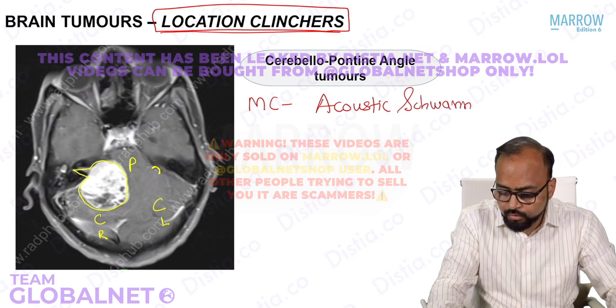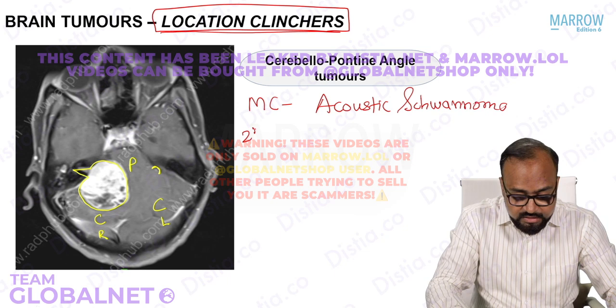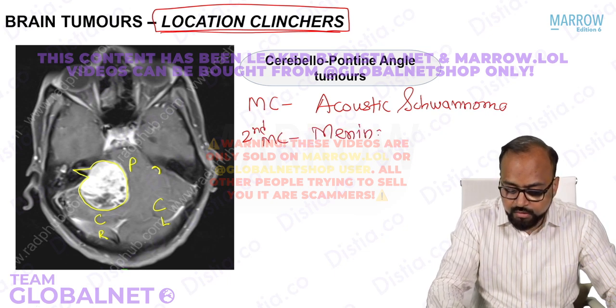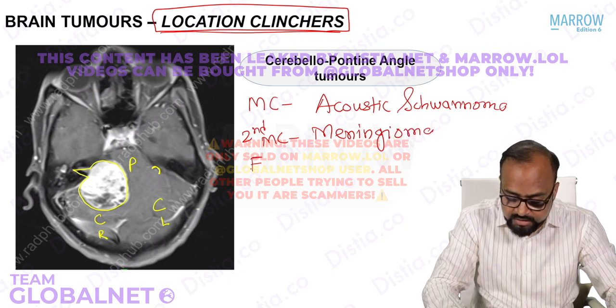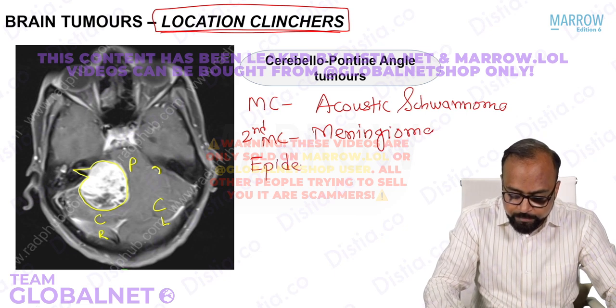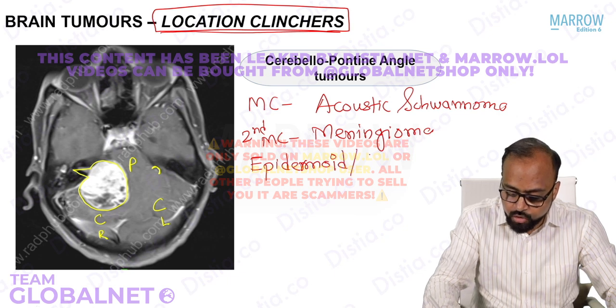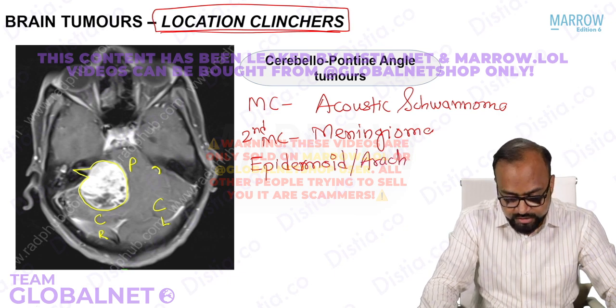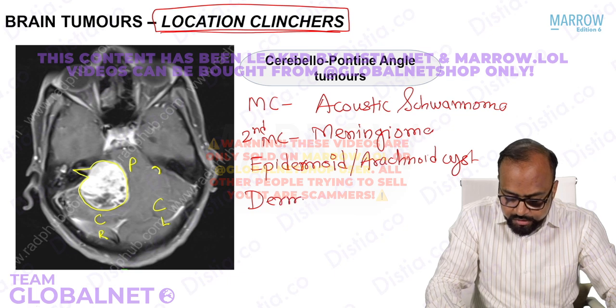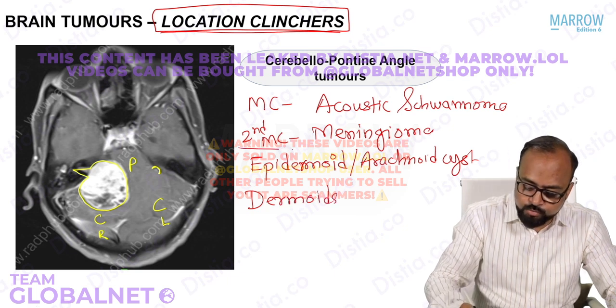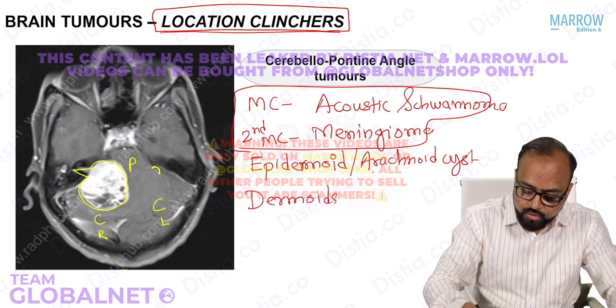Schwannoma or vestibular schwannoma. The second most common tumor here is usually a meningioma. Remember, it's usually a meningioma. At this site we can also see an epidermoid cyst or also an arachnoid cyst. These are different entities, but both of them are cysts. Epidermoid cyst or arachnoid cyst can also be seen. Sometimes dermoids can also be seen. But for your exam level, what is most important? You must remember acoustic schwannoma and meningioma.